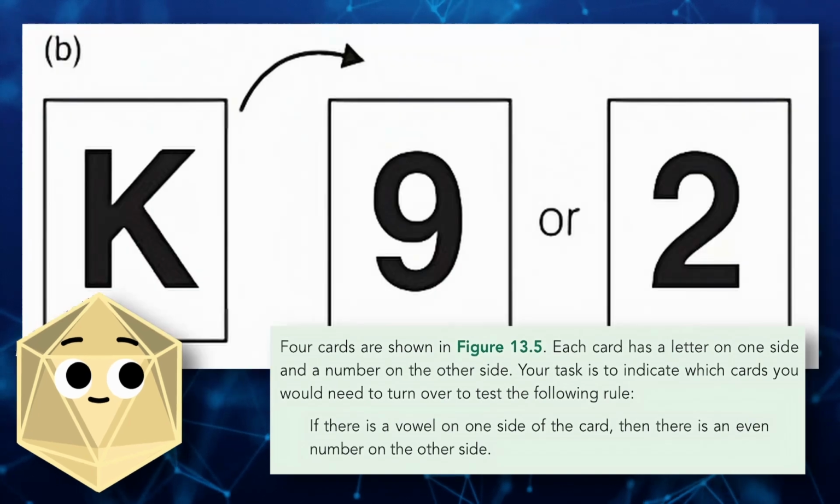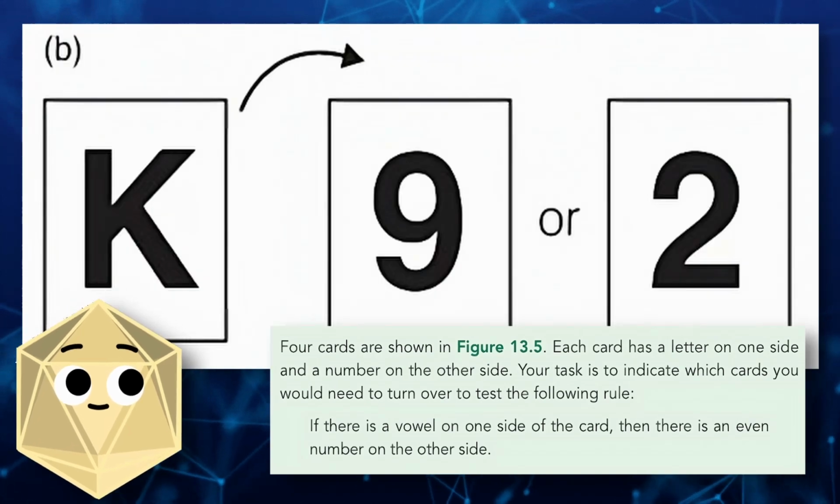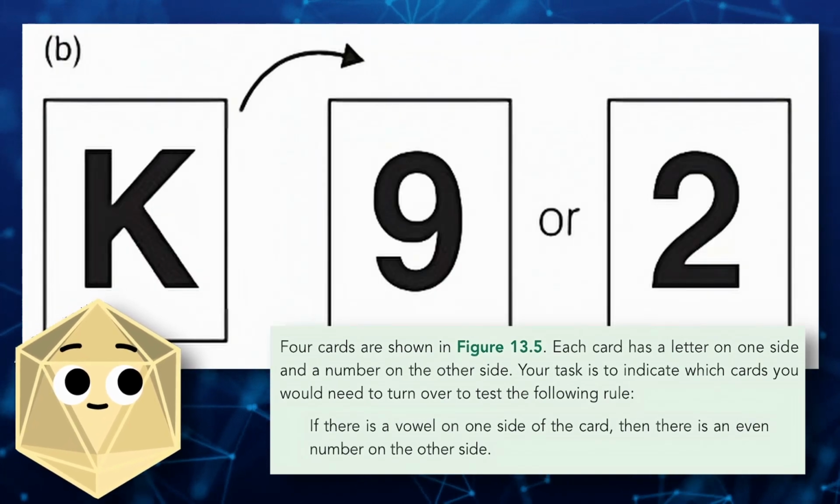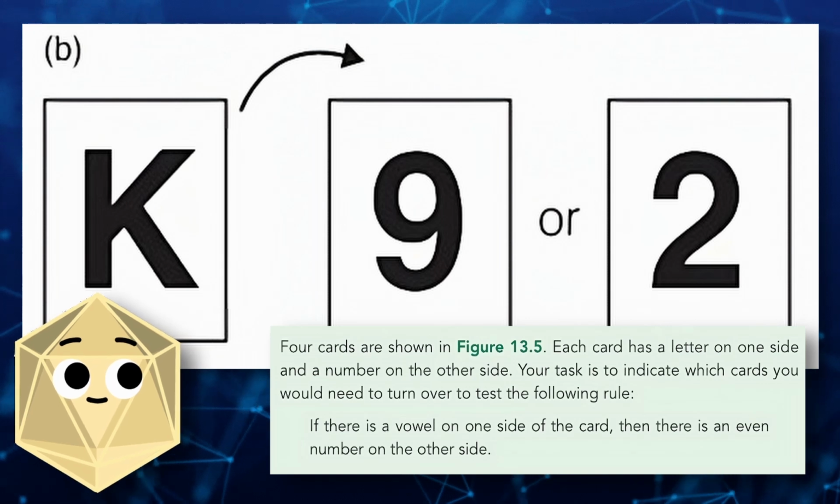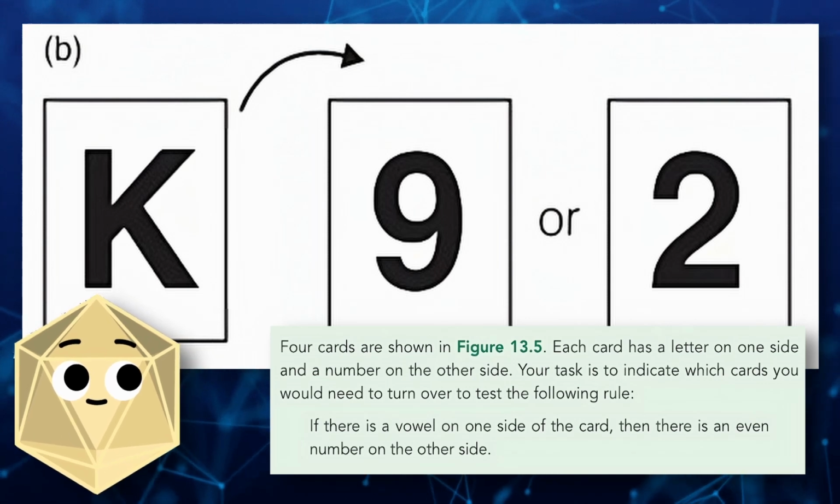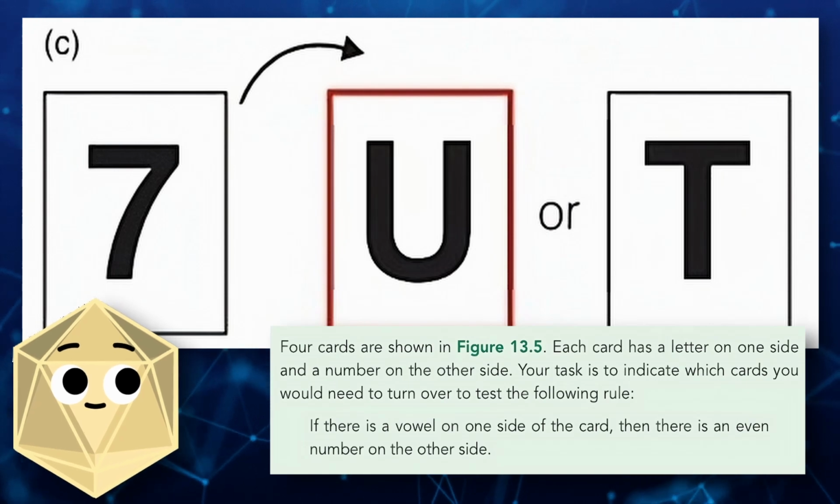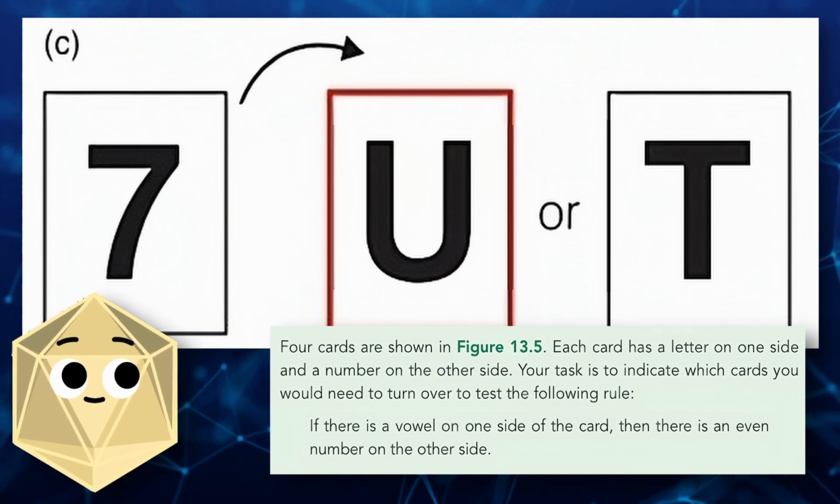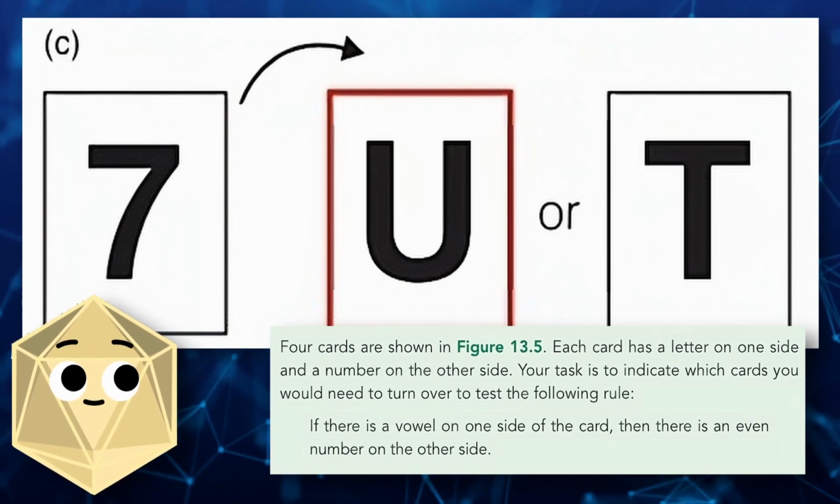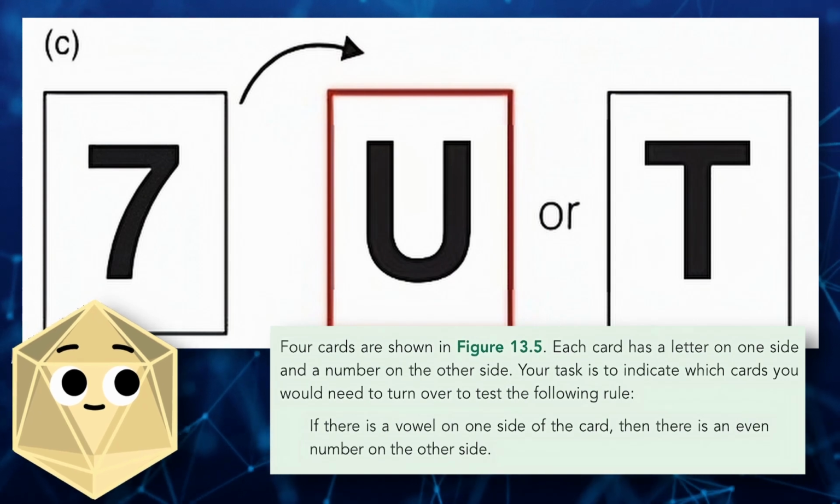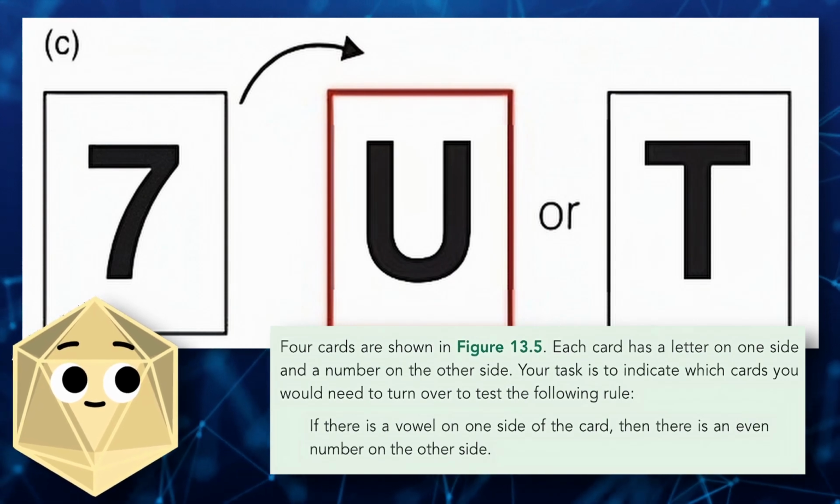Now, picking the K card is also incorrect. The rule doesn't say anything about consonants, so a consonant could be paired with either an odd or an even number. It doesn't tell us really anything useful about the rule. But flipping the 7 card is correct because if you find a vowel on the other side, it breaks and disproves the rule. When testing any rule, we should look for examples that don't fit, because that would prove the rule is wrong and incorrect.